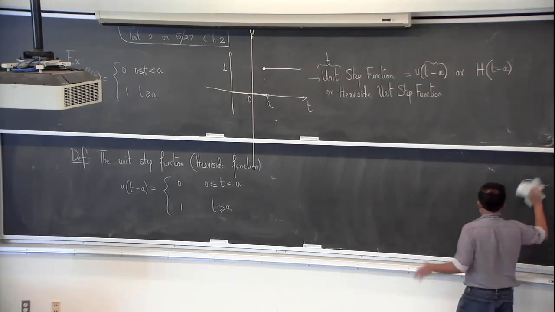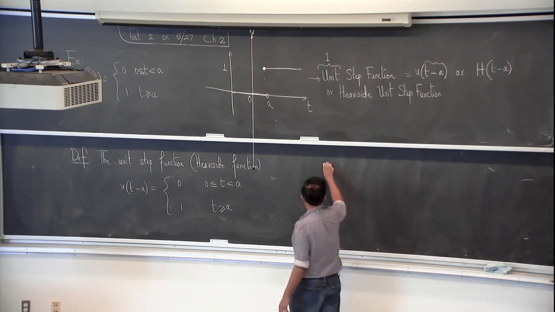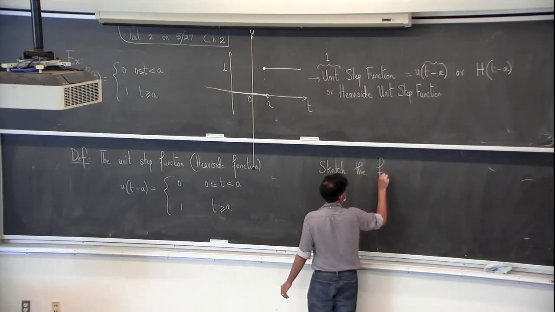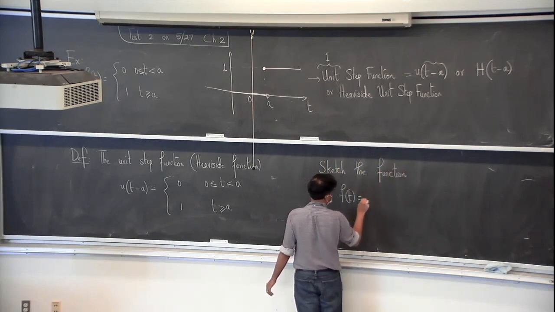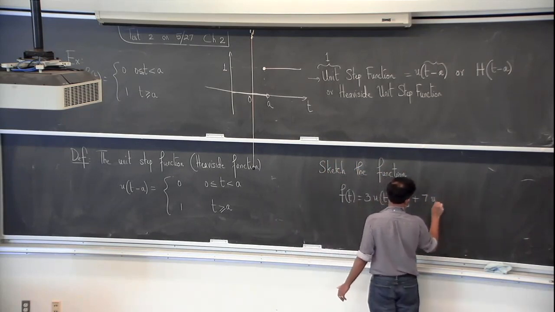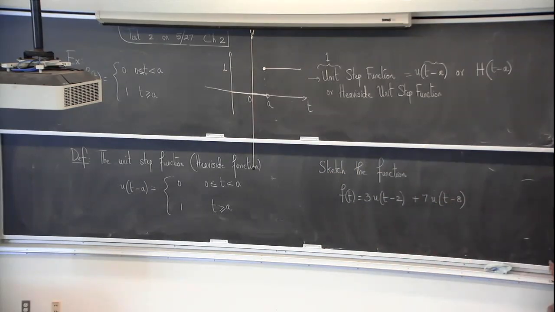Let's try to understand this by combining some Heaviside functions and drawing some pictures. So sketch the function f of t equal to 3 times u of t minus 2 plus 7 times u of t minus 8. Let's start with 2 pieces and then we will make it more complicated. When it says sketch the function, you're just going to get broken pieces of straight lines. This is not going to give you any pretty pictures.